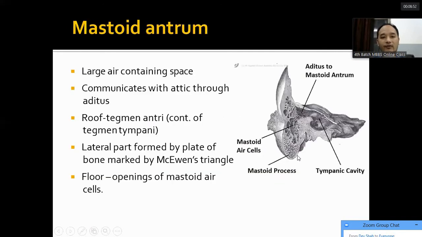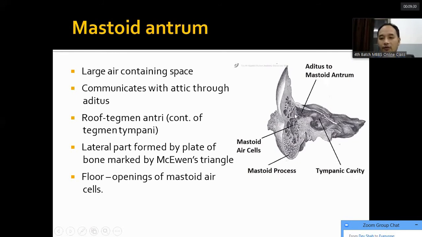Now the mastoid antrum. The mastoid antrum is the largest air cell in the mastoid air cell system. This is connected to the middle ear through the aditus. The roof of the antrum is formed by the tegmen antri. This is the continuation of the tegmen tympani, the roof of the tympanic cavity. This is the tegmen antri. This is the antrum. This whole bone is the temporal bone. This is the mastoid part of the temporal bone. These are the mastoid air cells, just like a honeycomb.